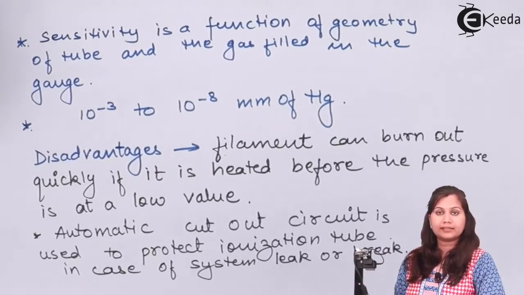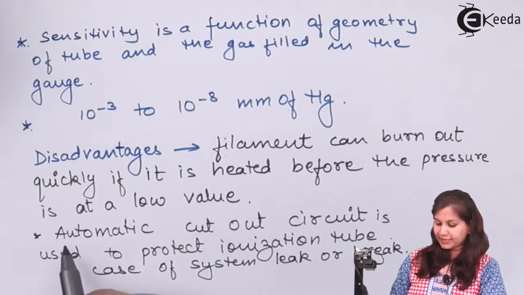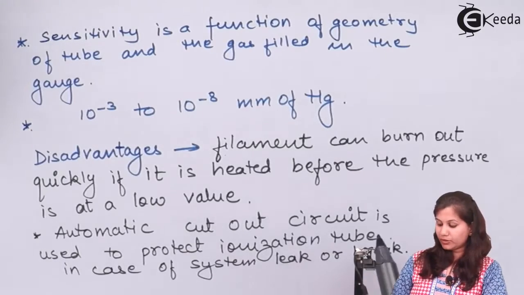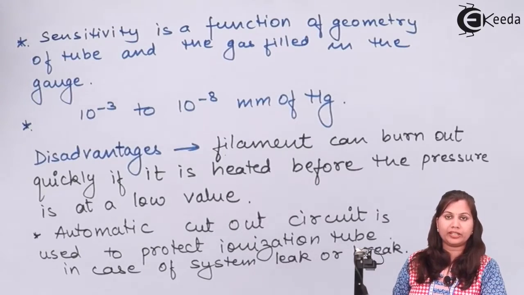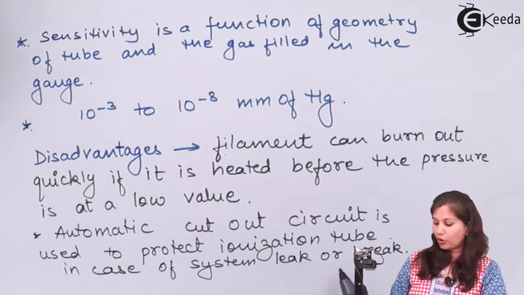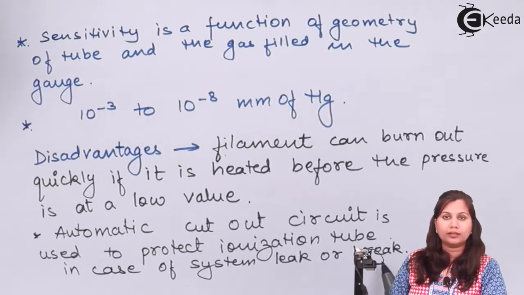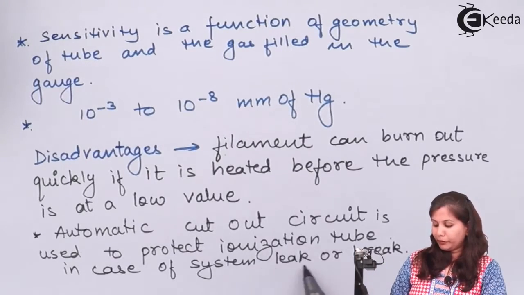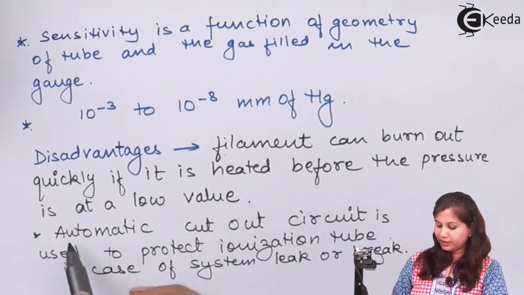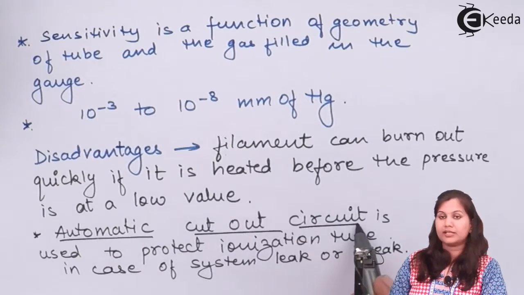Now, in these types of ionization gauges, there is a need of an automatic cutout circuit which protects the ionization tube if there is any system leakage or breakage of the gauges. So in order to protect the ionization tube, there is a need of an automatic cutout circuit.